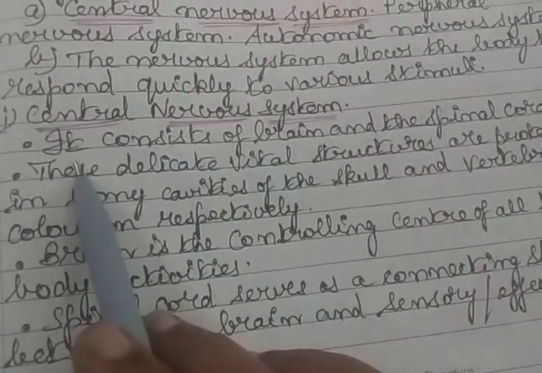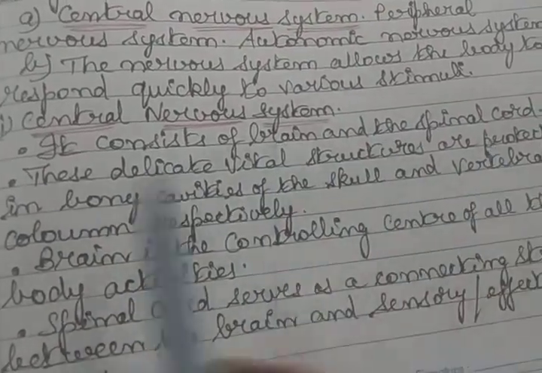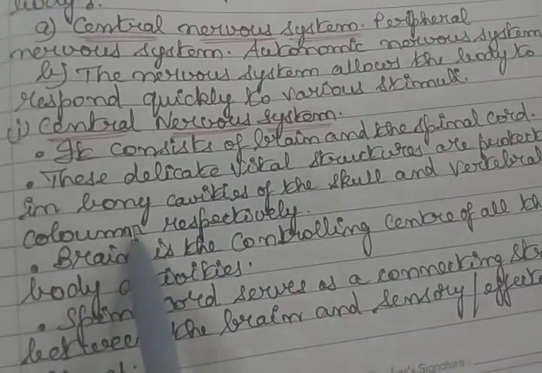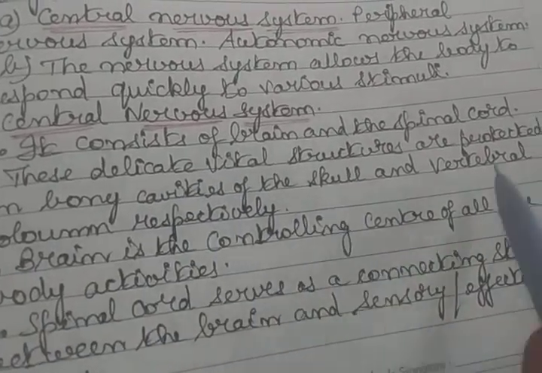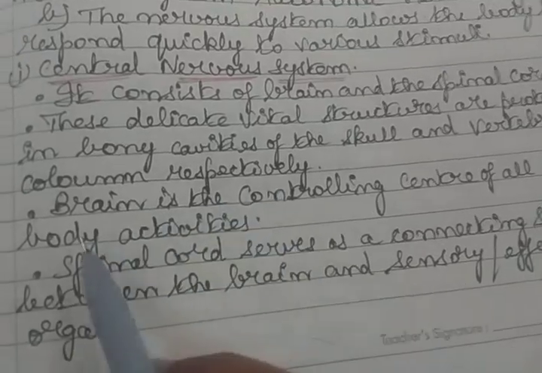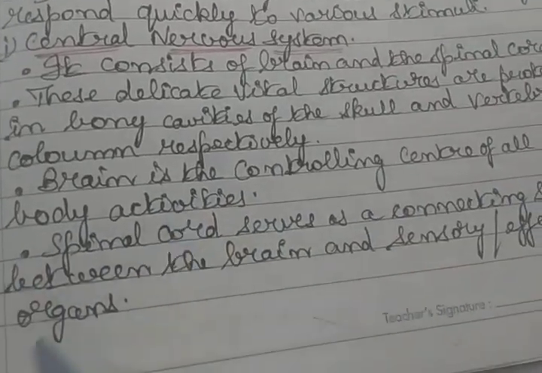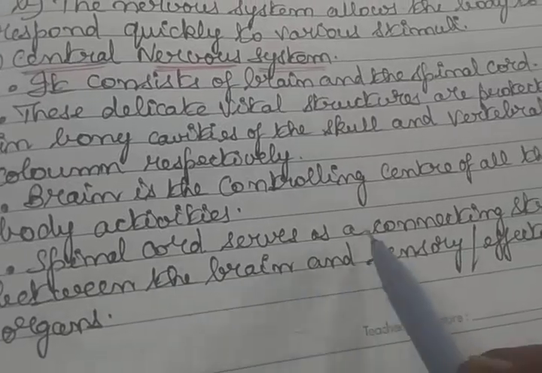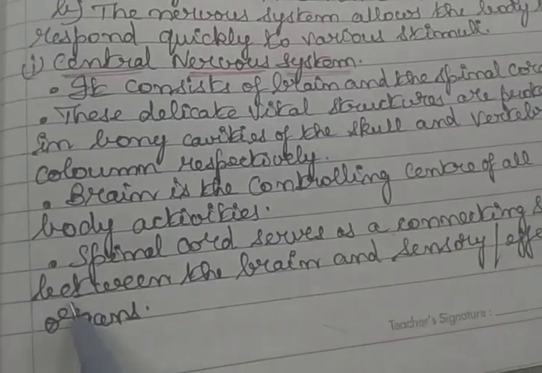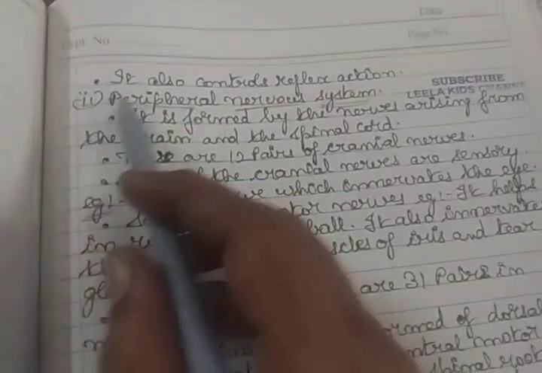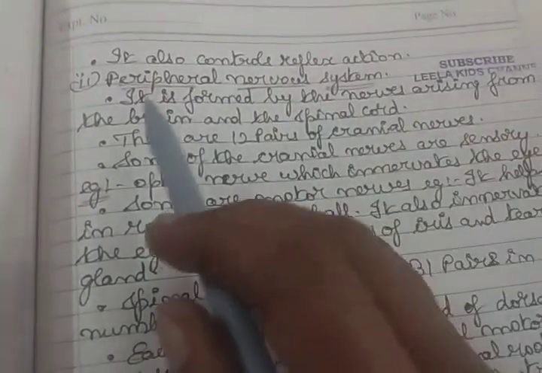Central nervous system. It consists of the brain and the spinal cord. These delicate vital structures are protected in bony cavities of the skull and vertebral column respectively. Brain is the controlling center of all the body activities. Spinal cord serves as a connecting structure between the brain and sensory or effector organs. It also controls reflex action.